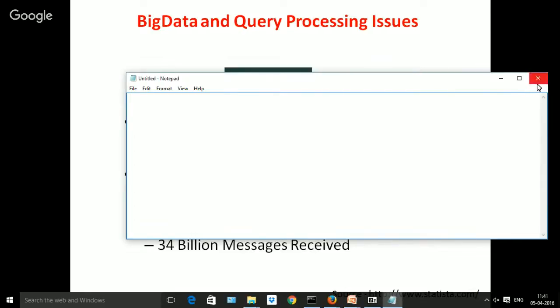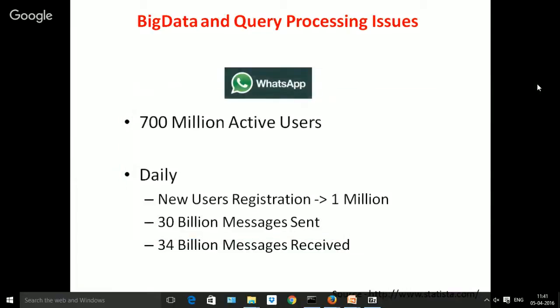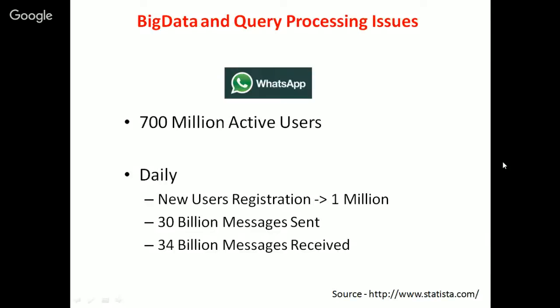First of all, we will see what is the meaning of big data. You can see this one is the statistics about WhatsApp. How many active users are there? You can see new user registrations every day, 1 million. This is the source, statista.com. It is a very good, genuine website for collecting data sets.